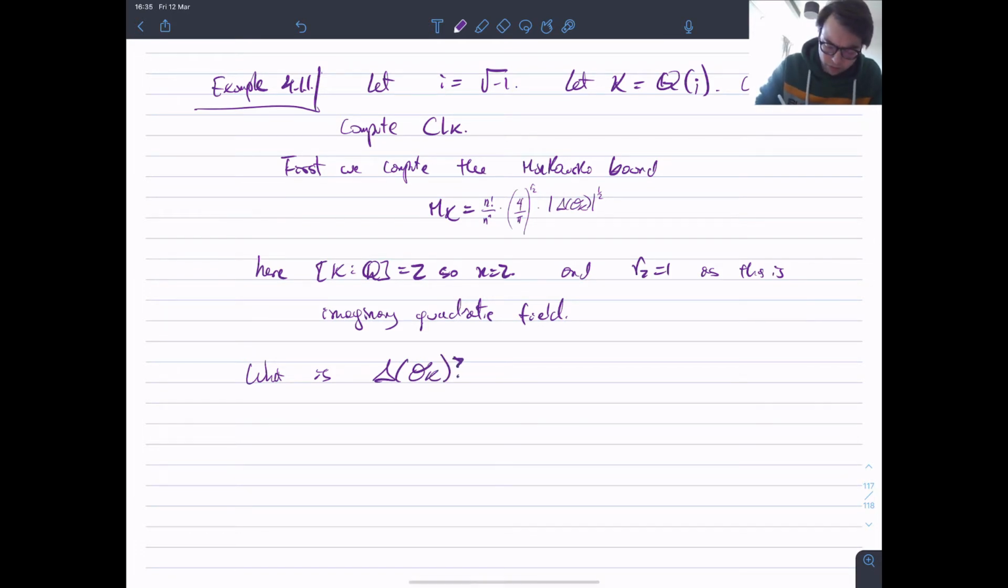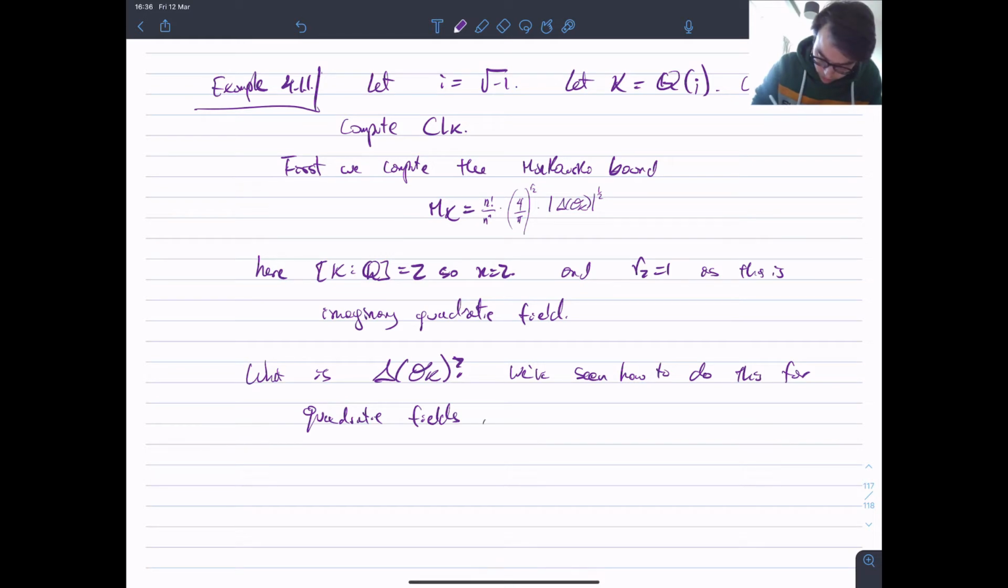Well, we've done this before for quadratic fields. I told you exactly how to compute the discriminant, and we did this in examples. It was just some condition on the residue, whether it's 1 mod 4 or 2 or 3 mod 4. In this case, it's -1 mod 4, and we get that the discriminant of O_K is just -4.